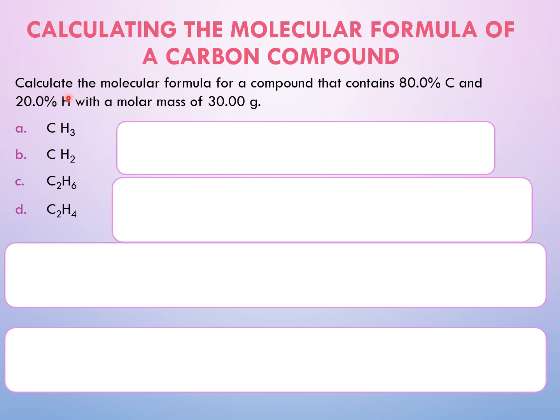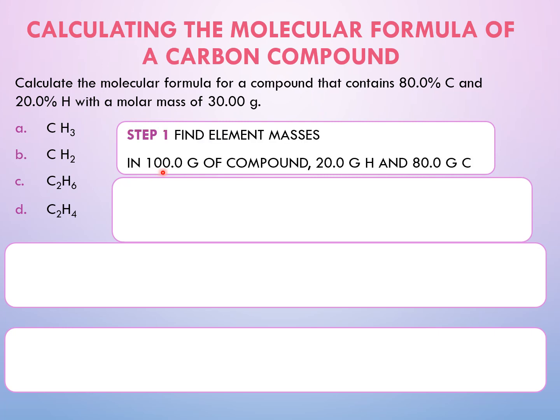Here's another question. Calculate the molecular formula for a compound that contains 80.0% carbon and 20.0% H with a molar mass of 30 grams. So same thing, just an extra practice here. First step, convert to grams, and then change both of them to moles. Once you have the moles, you divide by the smallest number, and then hopefully you find an empirical formula that way. Sometimes you have to multiply to get rid of the decimals, and then we'll use the molar mass to find the multiplication factor.